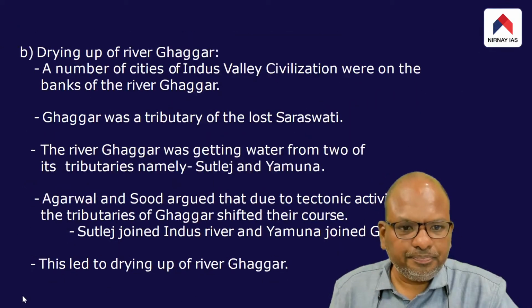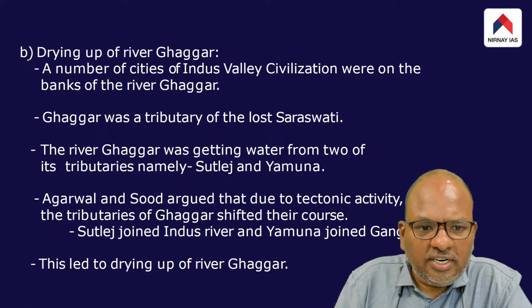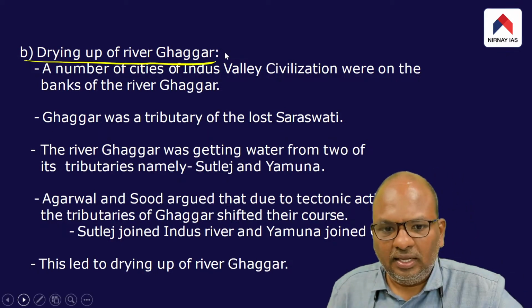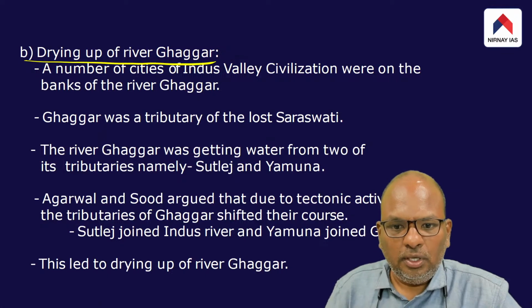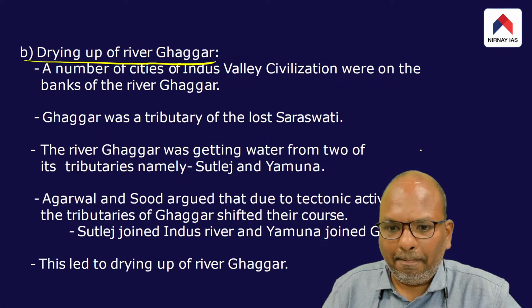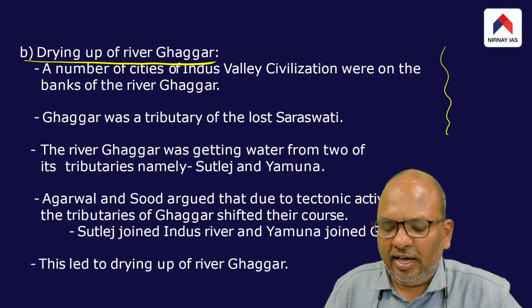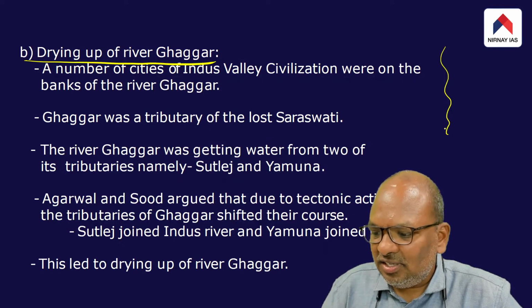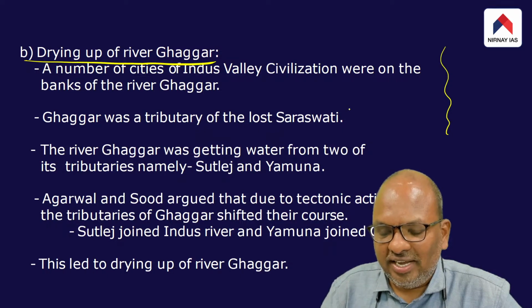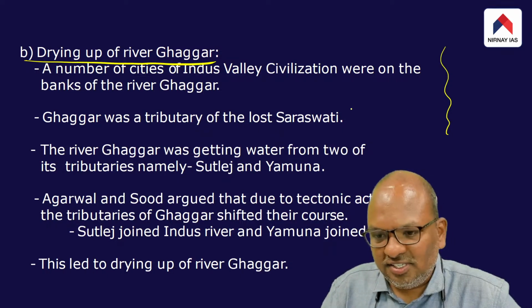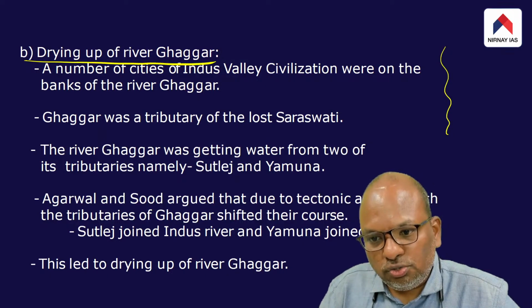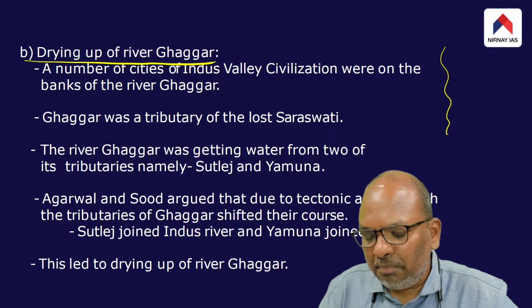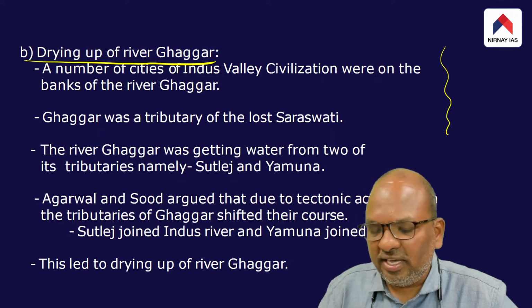The second reason which they suggested was the drying up of river Ghaggar. Ghaggar is basically a tributary of river Saraswati. This is river Saraswati. I told you that the Indus cities not just existed on the banks of river Indus, some of them also existed on the banks of river Saraswati as well.